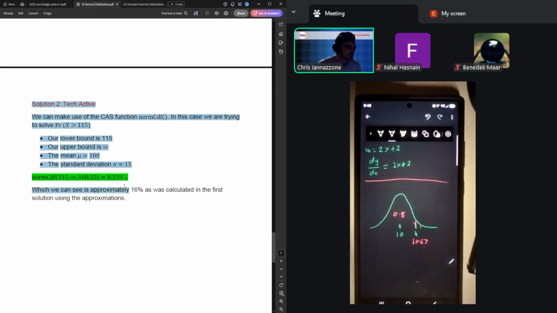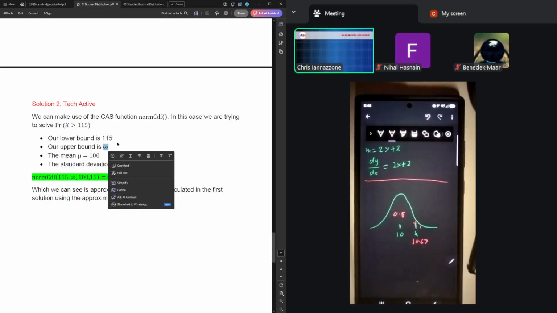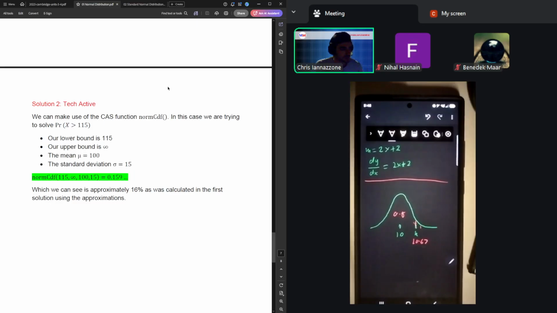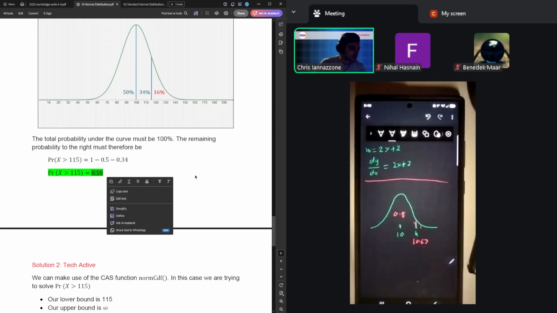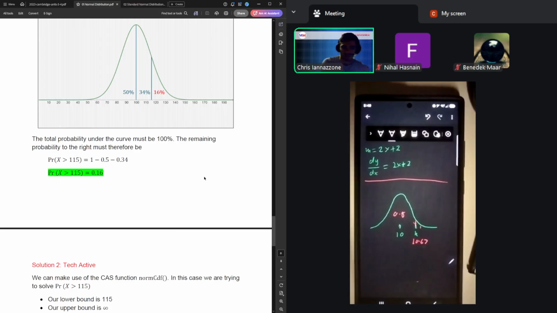We basically already discussed how this works. The only thing is, we didn't really look at what happens if your upper bound or lower bound is boundless, in which case you're just putting an infinity symbol in there. So for this, again, we're doing x is greater than 115. If you were to put in all the relevant stats into the CAS normal CDF like we did before, we're going to get 0.159, which is pretty close to our approximation.